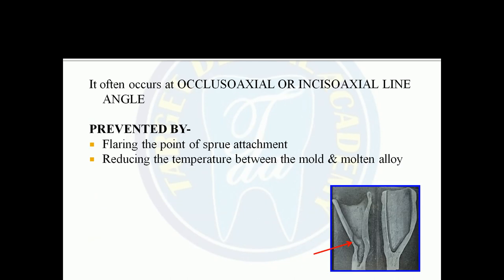Okay, so the question was, back pressure porosity can be avoided by? So your answer is placing the sprue at least 1/4 inch away. I repeat, back pressure porosity can be avoided by placing the sprue at least 1/4 inch away from the end of the casting ring.